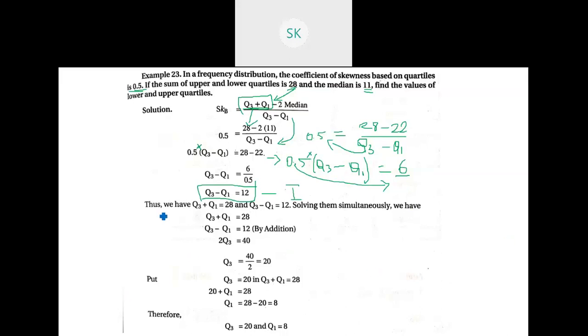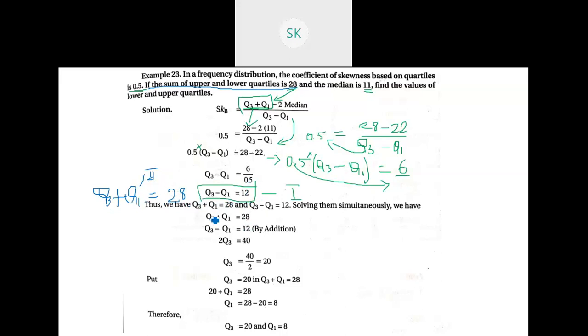Now can we say we have two equations? The equation which is given in the question is Q3 plus Q1 is equal to 28. The sum of upper and lower quartiles is 28. So the first equation is Q3 minus Q1 is equal to 12. The second equation is Q3 plus Q1 is equal to 28.